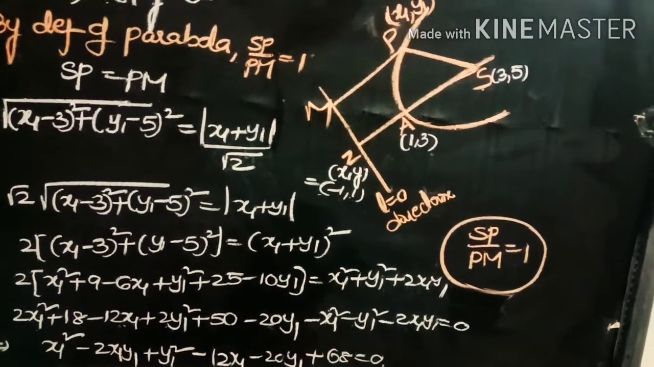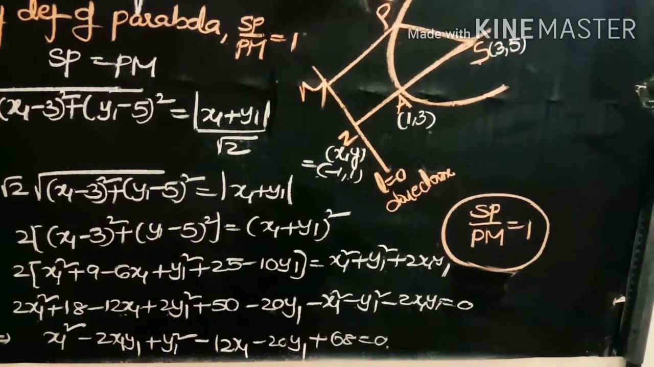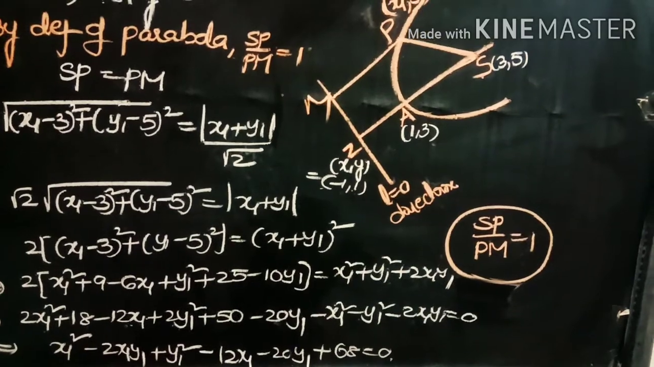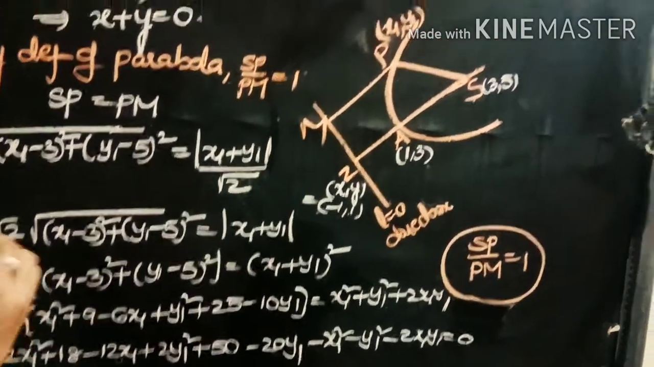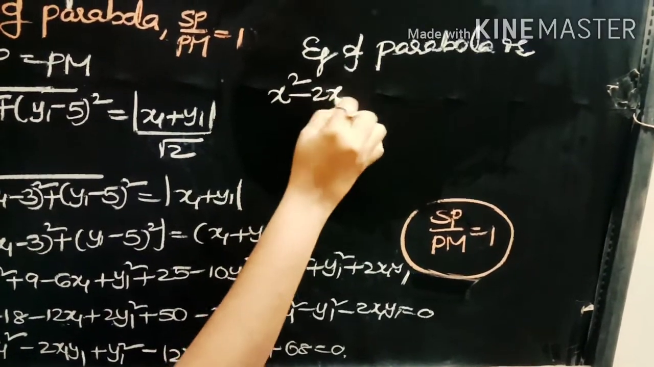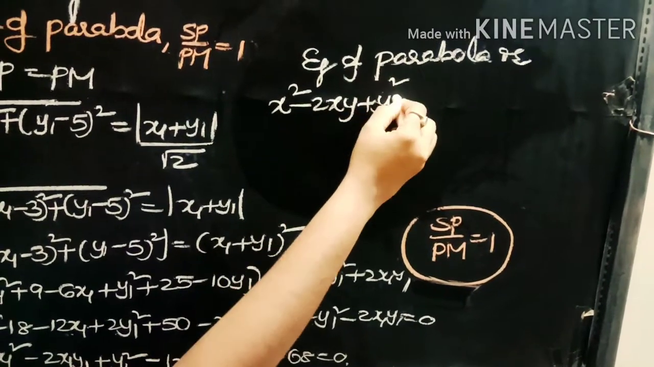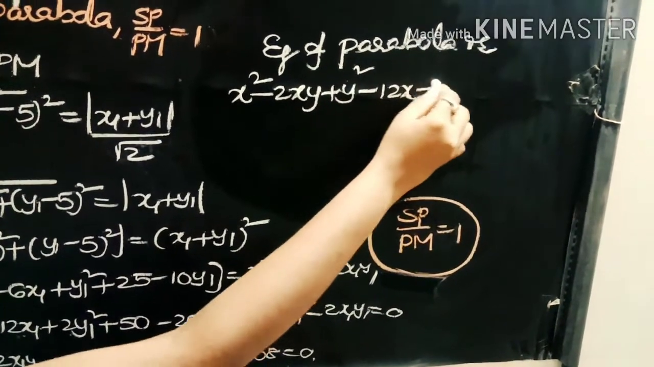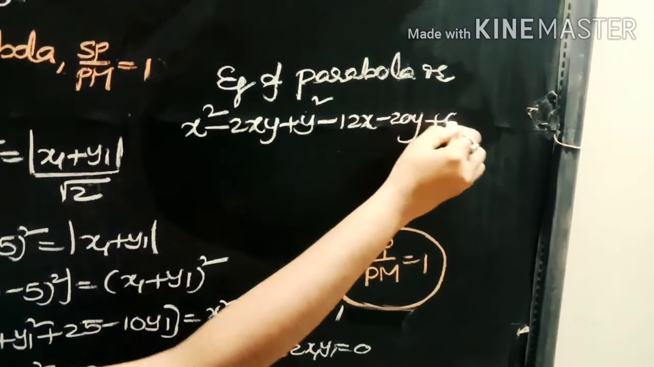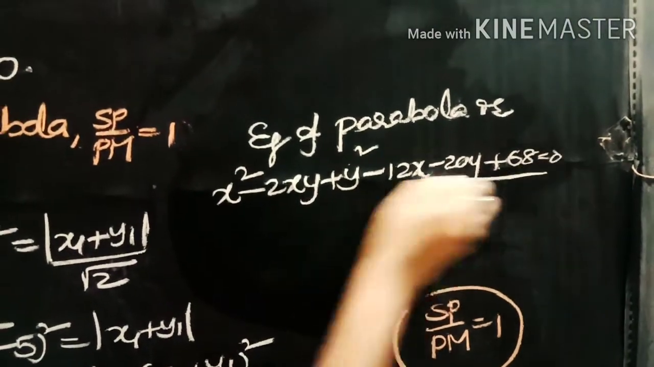Therefore, for the equation of the parabola, we take the equation of the locus, that is in place of (x1, y1) we write (x, y). Therefore, the equation of the parabola is x square minus 2xy plus y square minus 12x minus 20y plus 68 is equal to 0. That's all. This is the required answer.